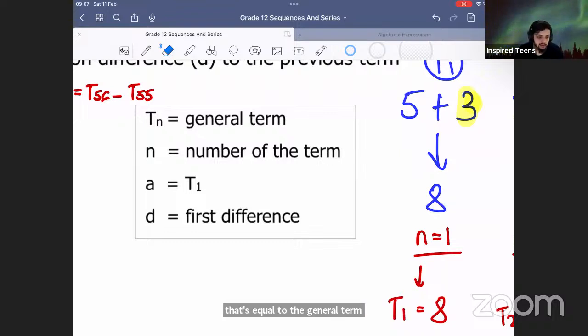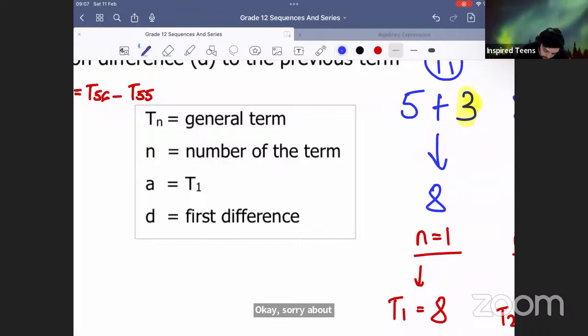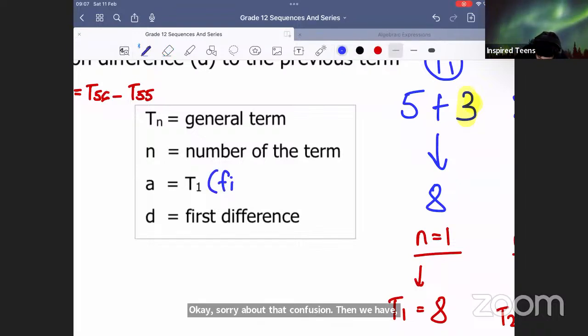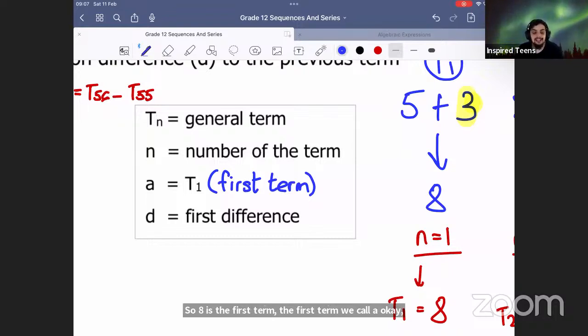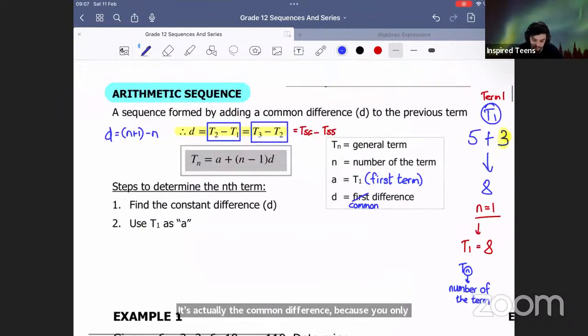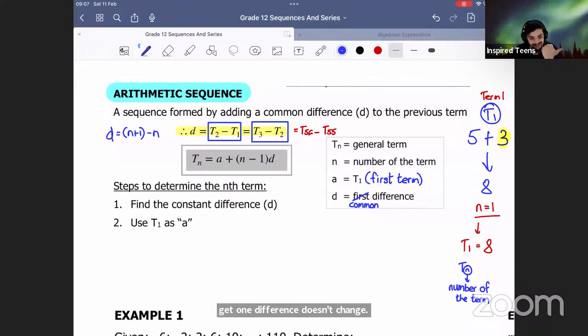Then we have n, which is again the number of the term. A is T1. So A is the first term. The first term we call A, which is also just T1. And then D, as we discussed previously, is the first difference. In the case of arithmetic, it's actually the common difference because you only get one difference. It doesn't change. So in an arithmetic sequence, we discussed a few things so far, all the variables. Tn, general term, n, number of term, A, first term, and D, the common difference.